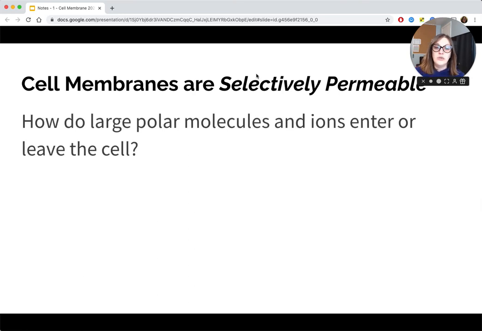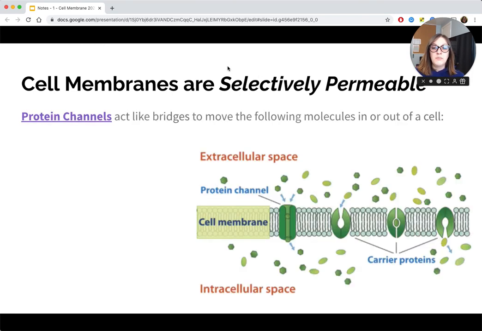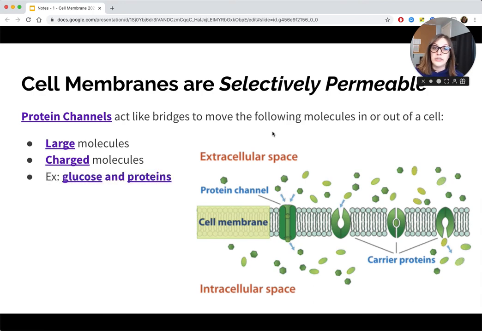So how exactly do large molecules enter or leave the cell if they can't squeeze between the phospholipids? For example, what happens when you eat sugar? How does the sugar that's floating around in your stomach enter the cells of your stomach to be broken down? The structure that does this is called the protein channel. Protein channels are molecules that are embedded in the cell membrane, and they act like bridges or gates to move the following molecules in or out of a cell: large molecules, as mentioned, like the beach ball, or charged molecules. Examples would be glucose and proteins.